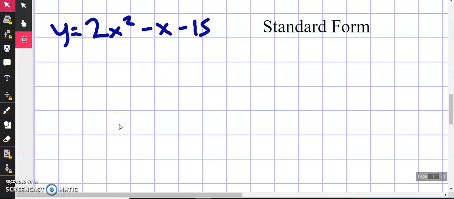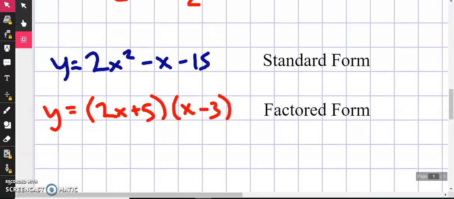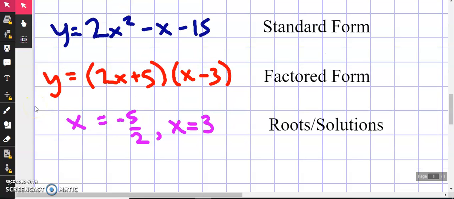To recap, our standard form was y equals 2x squared minus x minus 15. Our factored form was y equals 2x plus 5 times x minus 3. And the roots of our equation are x equals negative 5 halves and x equals 3.